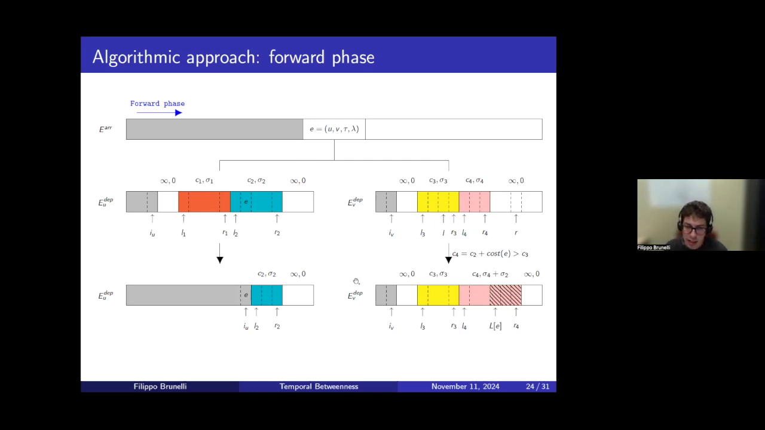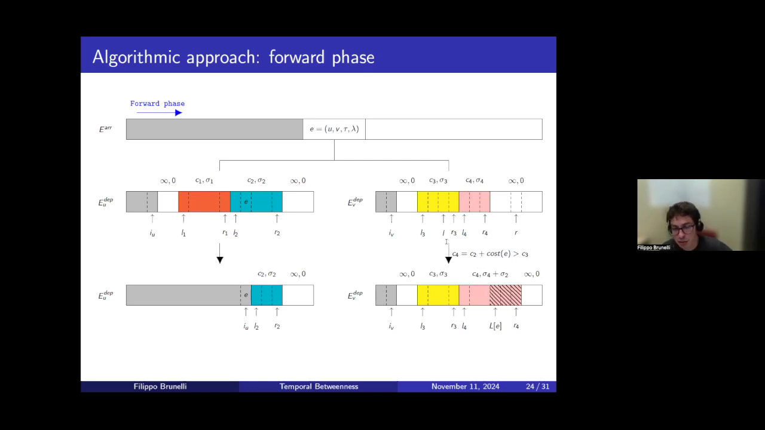And in this case, let's suppose that the cost assigned to E was C2, which means that for the cost of the walk ending with E, we also need to take into account E. So the cost of the walk ending with E is C2 plus the cost of E. And let's suppose that this cost, for example, is equal to C4 and greater than C3. So how do we update the information on these two intervals?